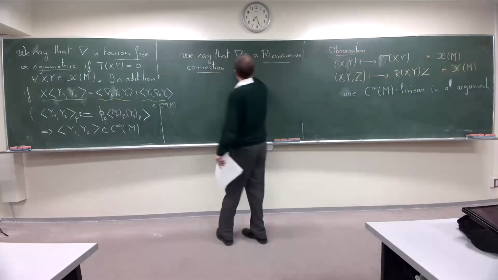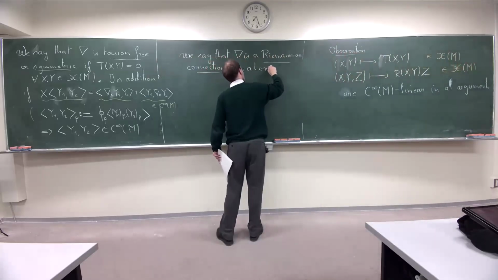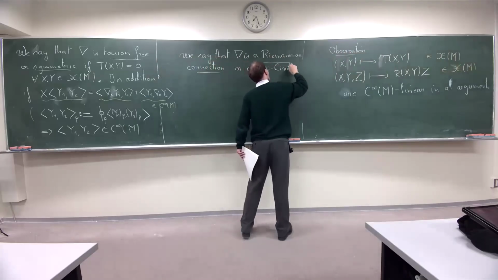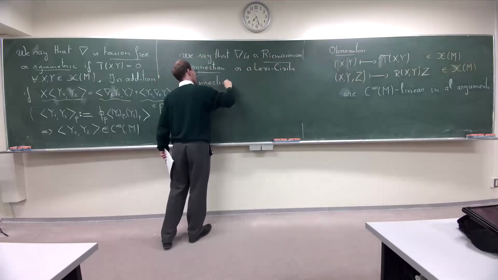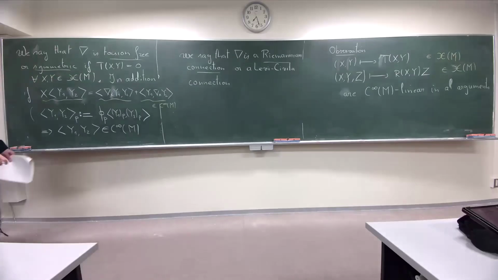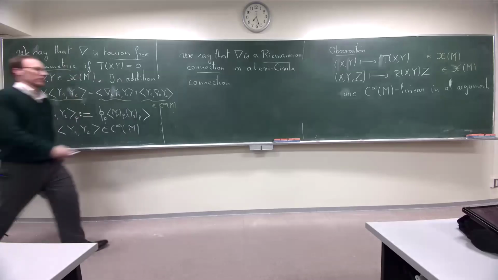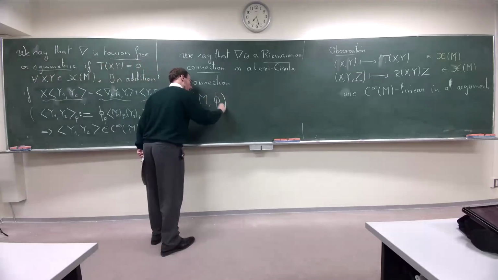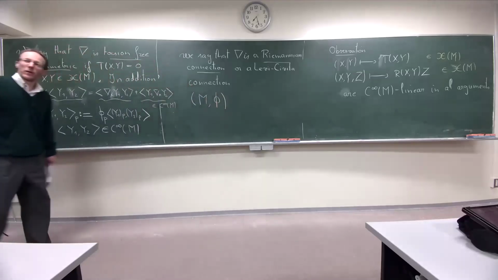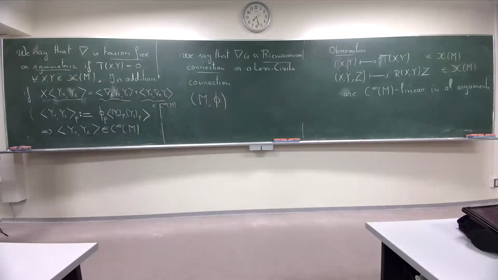Or there is another name, Levi-Civita connection. We are dealing with a Riemannian manifold. What is a Riemannian manifold? Remember, a Riemannian manifold is a manifold with what I call a Riemannian metric, which is a symmetric bilinear tensor field, and which is positive definite.